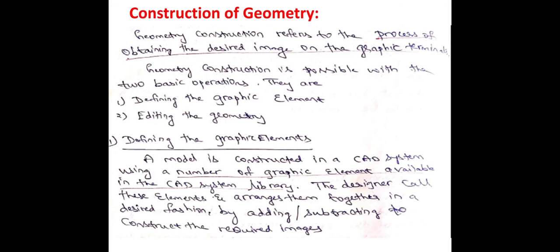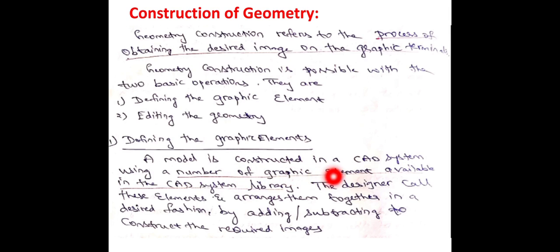So next we'll see the construction of geometry. Geometric construction refers to the process of obtaining the desired image on the graphic terminal. Geometric construction is possible with two basic operations. They are defining the graphic element and editing the geometry. Let us see what defining the graphic elements is.